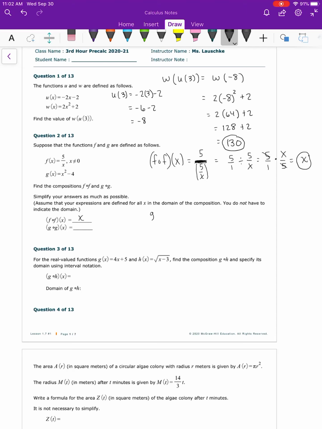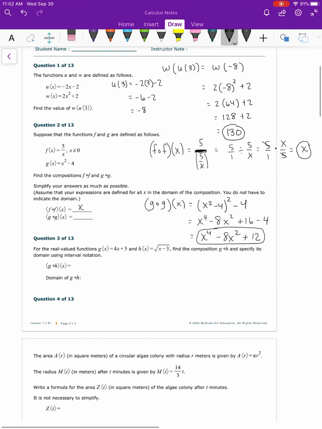And then the g composition g of x, you're going to put that whole function in, x squared minus 4, into where the x is in the function. So this becomes x squared times x squared is x to the 4th. You've got a negative 4x squared and another negative 4x squared, giving you a negative 8x squared, and negative 4 times negative 4 is positive 16. Bring down that minus 4. So this becomes x to the 4th minus 8x squared plus 12. And that would be your answer for g composition g.